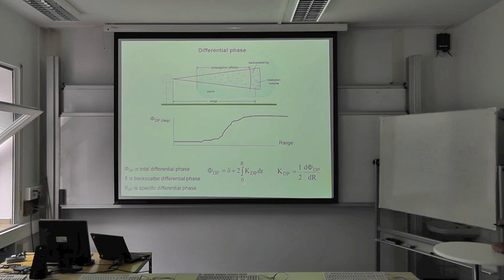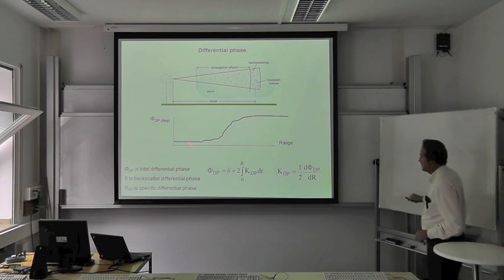And you remember these formulas from the previous lectures. This phase should be distinguished from the backscattering phase that occurs during reflection from individual hydrometeors in a resolution volume, but they sum up and make the total differential phase. The specific differential phase, Kdp, is 1/2 of the radial derivative of the total differential phase. It's a very important parameter that is now widely used for estimation of rainfall, especially at shorter wavelengths. Phi_DP is usually a monotonic function of range, and Kdp is its derivative.